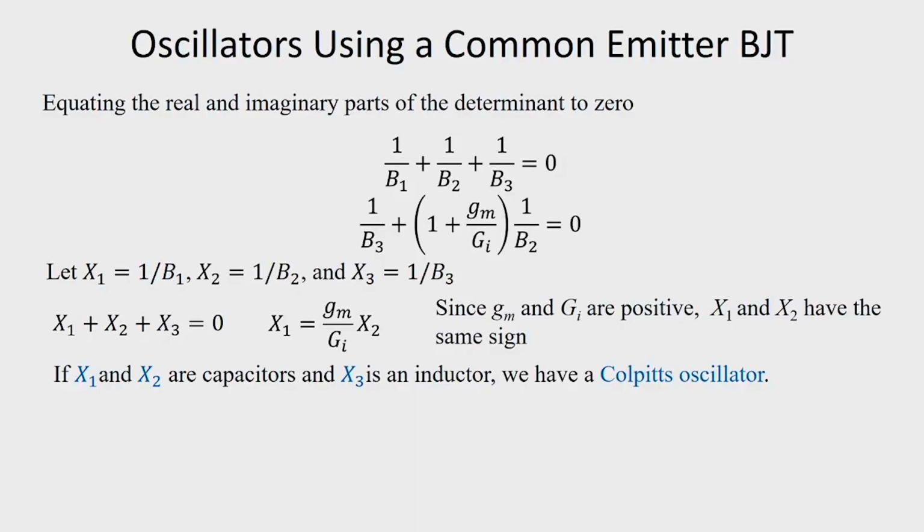Now, if we choose x1 and x2 to be capacitors, in that case x3 has to be an inductor, because x1 and x2 have the same sign and x3 must have a sign opposite to x1 and x2. And this particular configuration, when x1 and x2 are capacitors and x3 is an inductor, is called Colpitts oscillator.